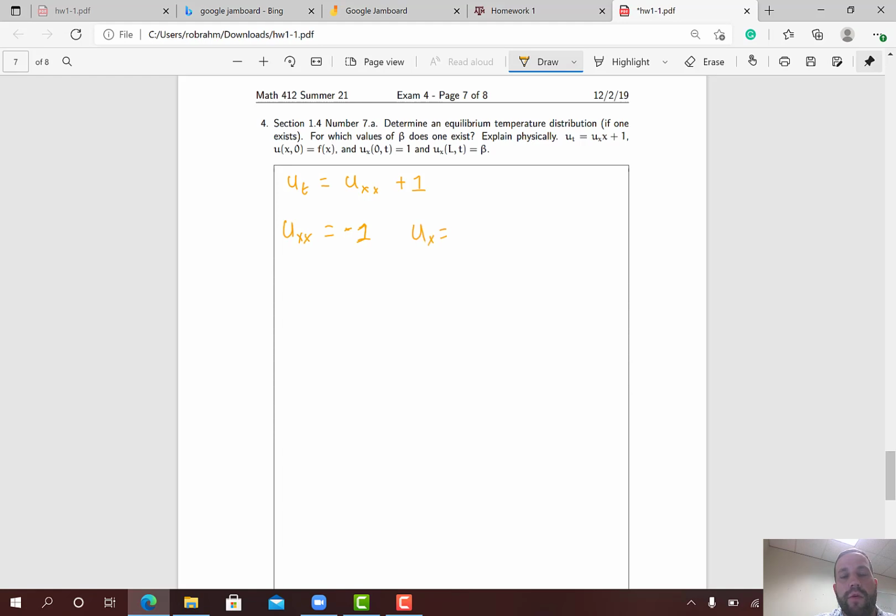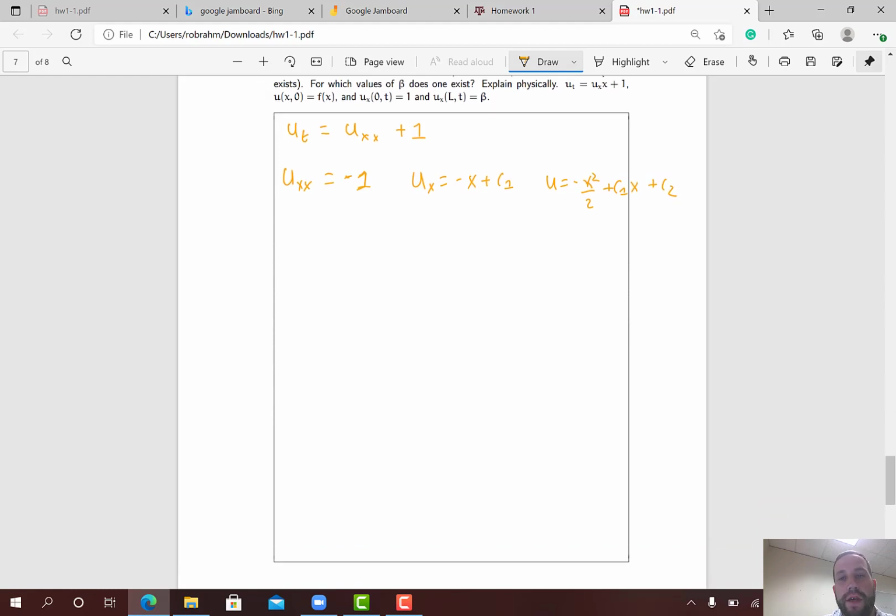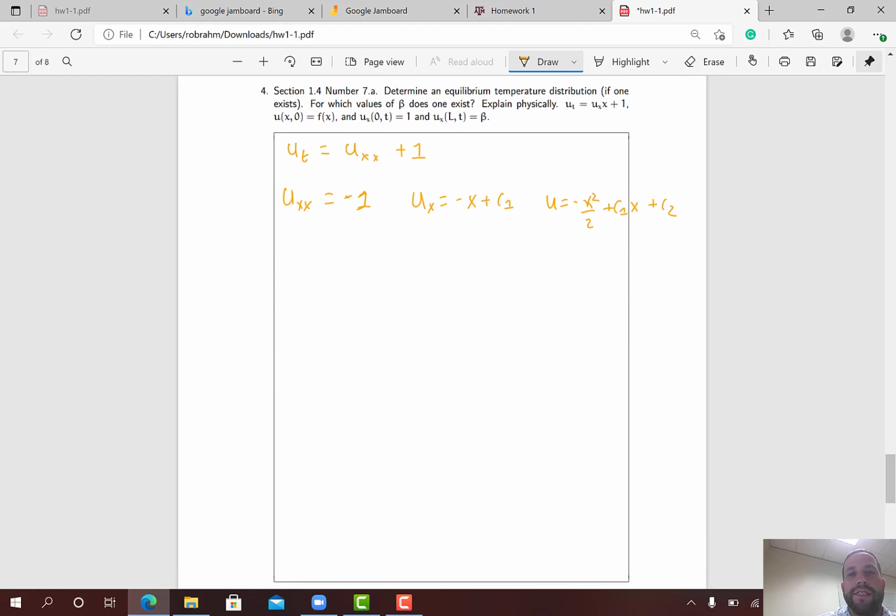Then ux, if I do one integration, is equal to minus x plus c1. And then u would be minus x squared over 2 plus c1x plus c2. Okay, so let's think about what the boundary conditions tell us. So I know that the derivative at 0 is going to be equal to 1. So in other words, if I plug in 0, I'm going to get 1. So this tells me right away that C1 is equal to 1.